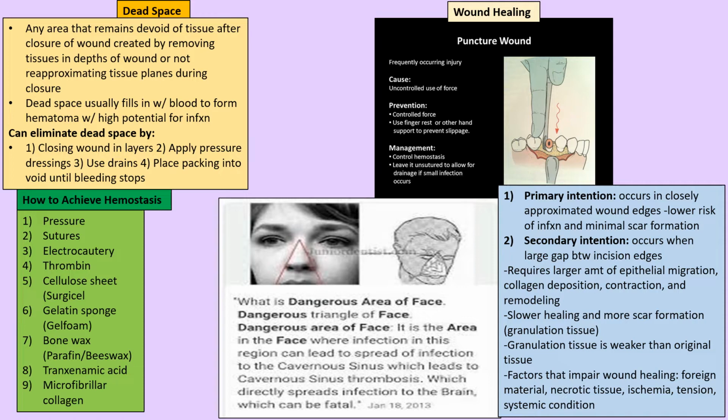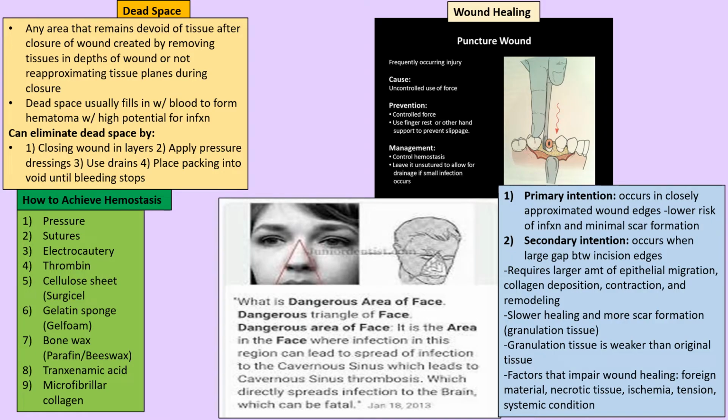Now we can see the dead space. So after you have extracted the tooth, like an impacted tooth, you go deep into the bone. So you are removing the tissues in several layers. Now, while you are suturing it back, you have to suture it in the same way. You have to reapproximate the wound in different layers. If you don't do it, it will create a dead space below, which is filled with blood and bacteria and creates an infection there. So apply pressure dressing, closing wound in layers, using drains will help you in eliminating the dead space.